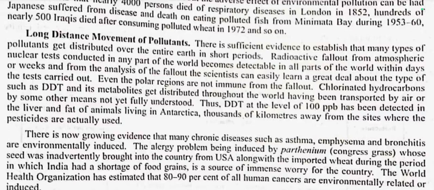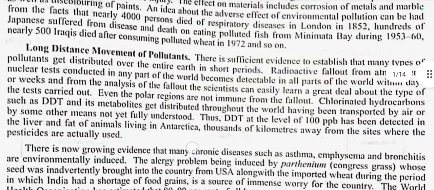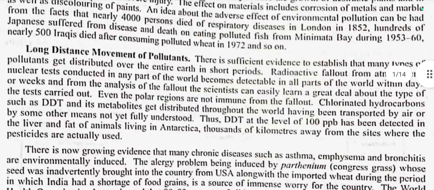Chlorinated hydrocarbons such as DDT and its metabolites get distributed throughout the world, having been transported by air or by some other means not yet fully understood. Thus, DDT at the level of 100 ppb has been detected in the liver and fat of animals living in Antarctica, thousands of kilometers away from the sites where the pesticides are actually used.